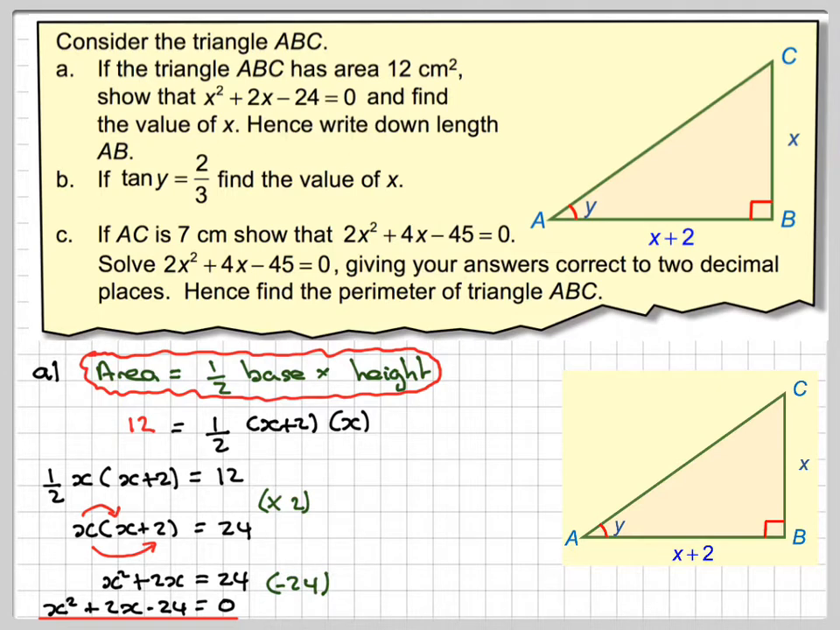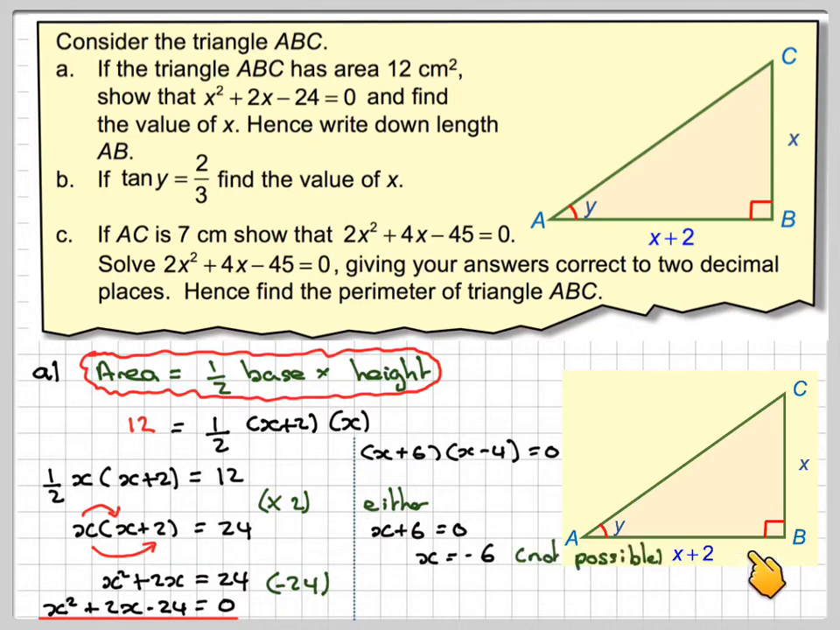Right, so we now have to write down the length of AB. So we now have to solve this equation. Solving it by factorization, we put in an x here and an x here. So we want two numbers which, when we multiply together, we get minus 24, and when we add together we get plus 2. The answer is plus 6 and minus 4. So either x plus 6 is equal to 0, which will give x is equal to minus 6. That's just not possible. You can't have a negative length. Or x minus 4 is equal to 0, x is equal to 4 centimeters.